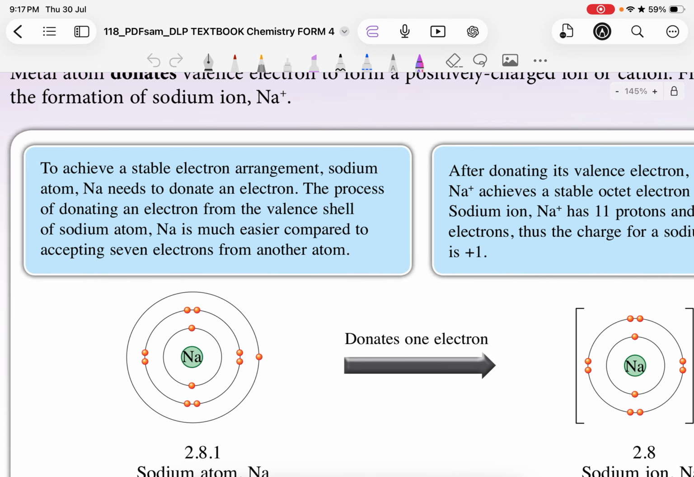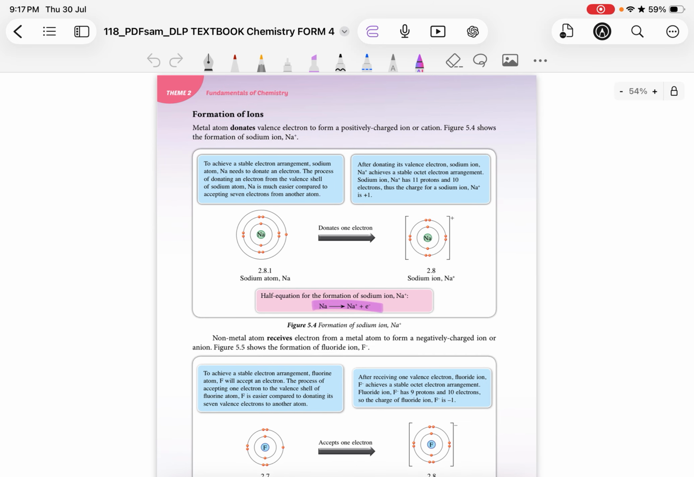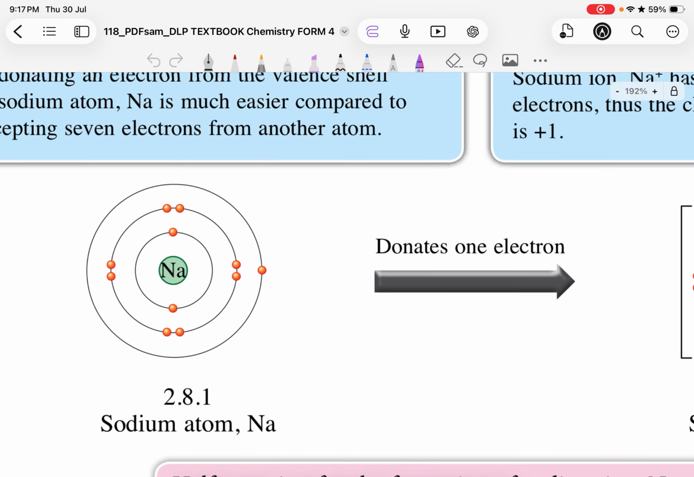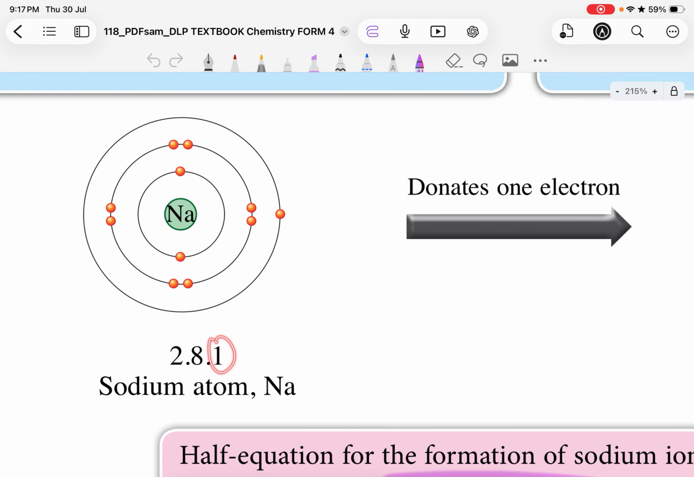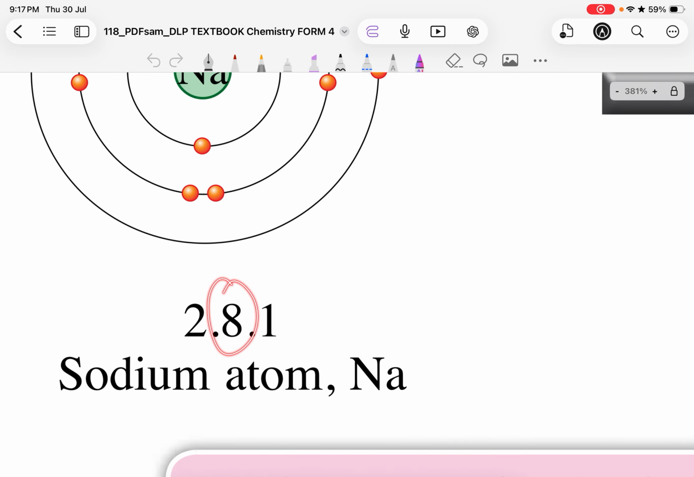Remember one thing about ionic bond and covalent bond: it wants to achieve a stable octet and duplet electron arrangement. Basically, you want to achieve the last shell as an 8 or as a 2. For example, the 2 is helium. Usually it's always the octet electron arrangement.